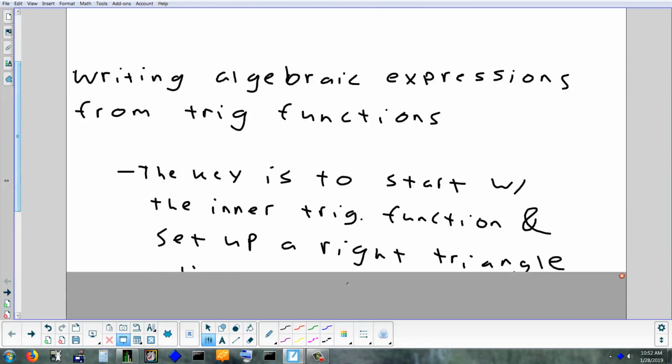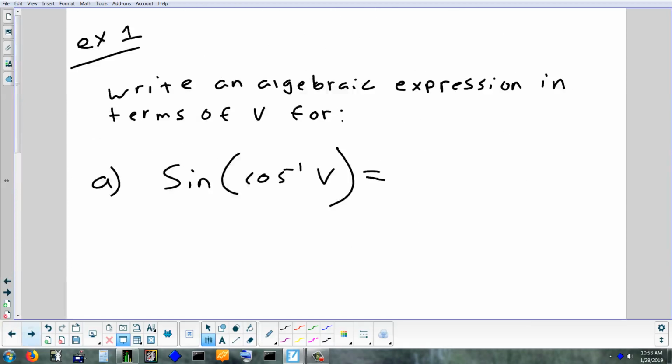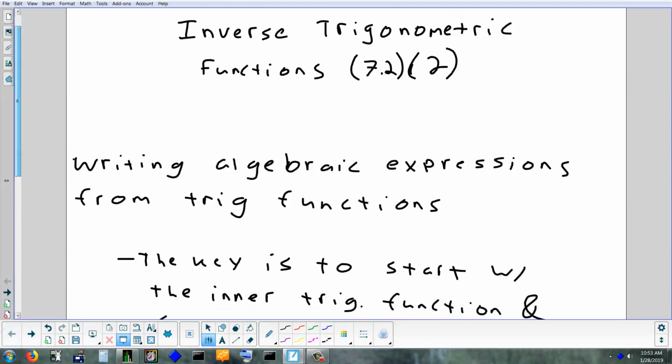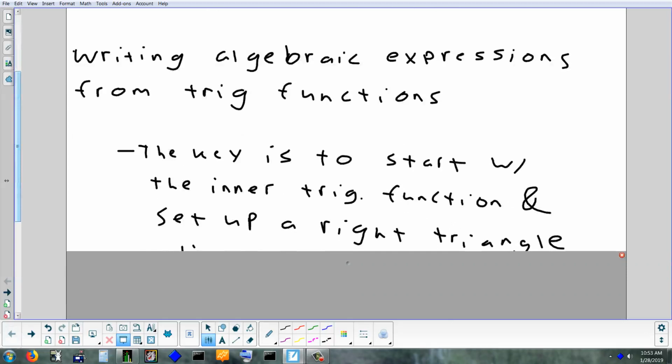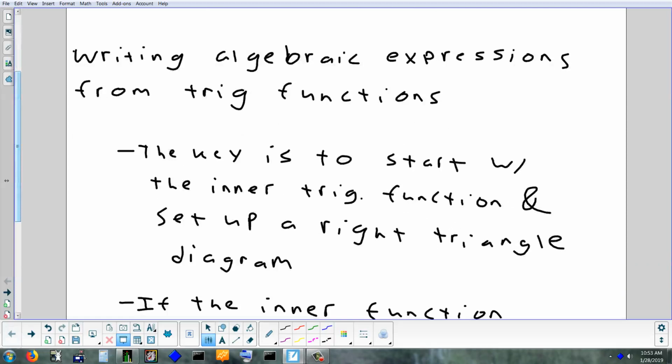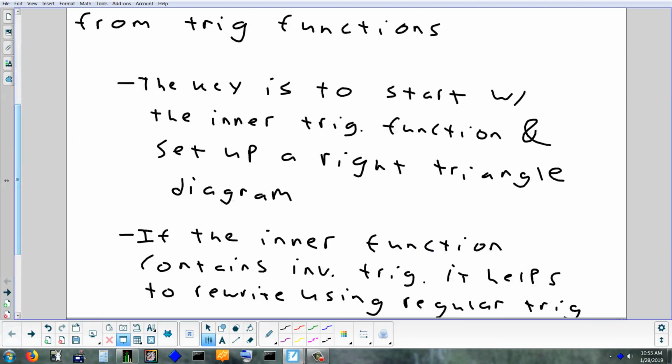So the key is to start with the inner trig function. Right? So in the problem we're going to look at, it would be inverse cosine. So you start with the inner trig function. And at least for me, what it kind of helps to do is make a diagram. Once you get used to it, you might not need the diagram, but at first I think it'll make sense. So the kind of diagram we're going to draw is a right triangle diagram. Okay, so the ideas of opposite, adjacent, and hypotenuse are going to come up here as well.